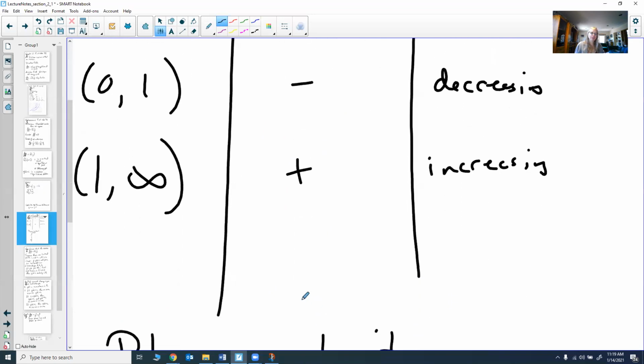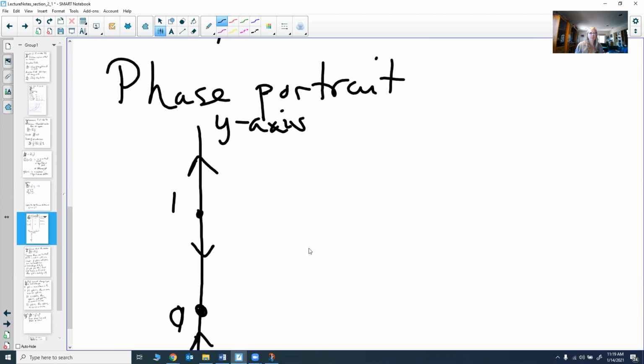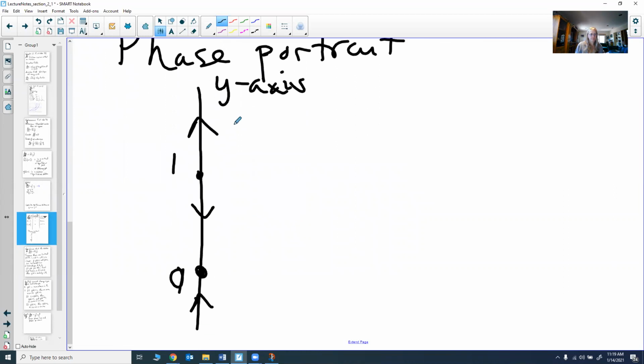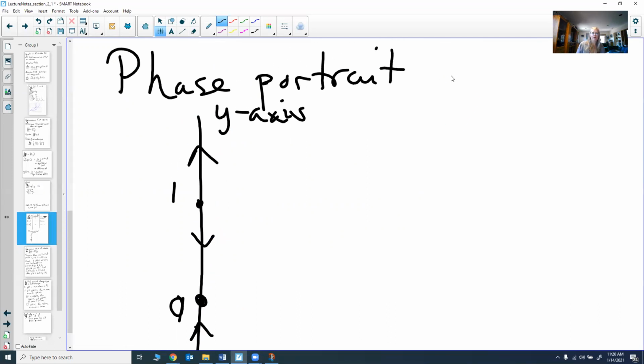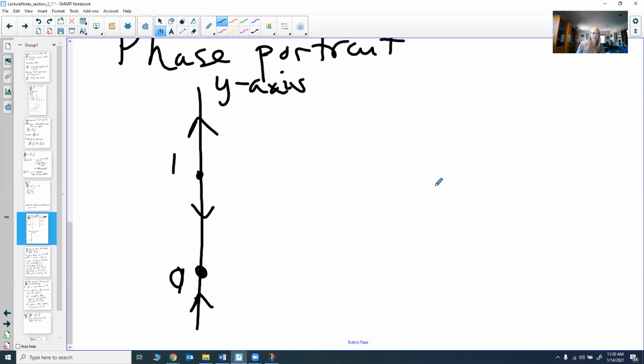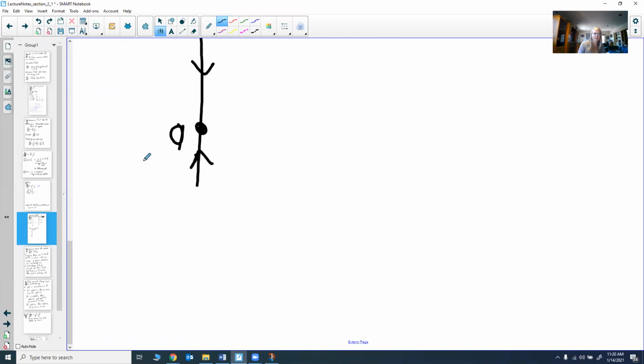I can visualize this with what we call a phase portrait. Just think of it as your y-axis. You're going to have a point here at 0 and a point here at 1. Below 0, you're increasing, so we draw an arrow coming up to 0. Between 0 and 1, we're decreasing, so this arrow goes down to 0. And above 1, we have a positive, so the arrow goes up. This is actually called the phase line. So this part here is just your phase line.